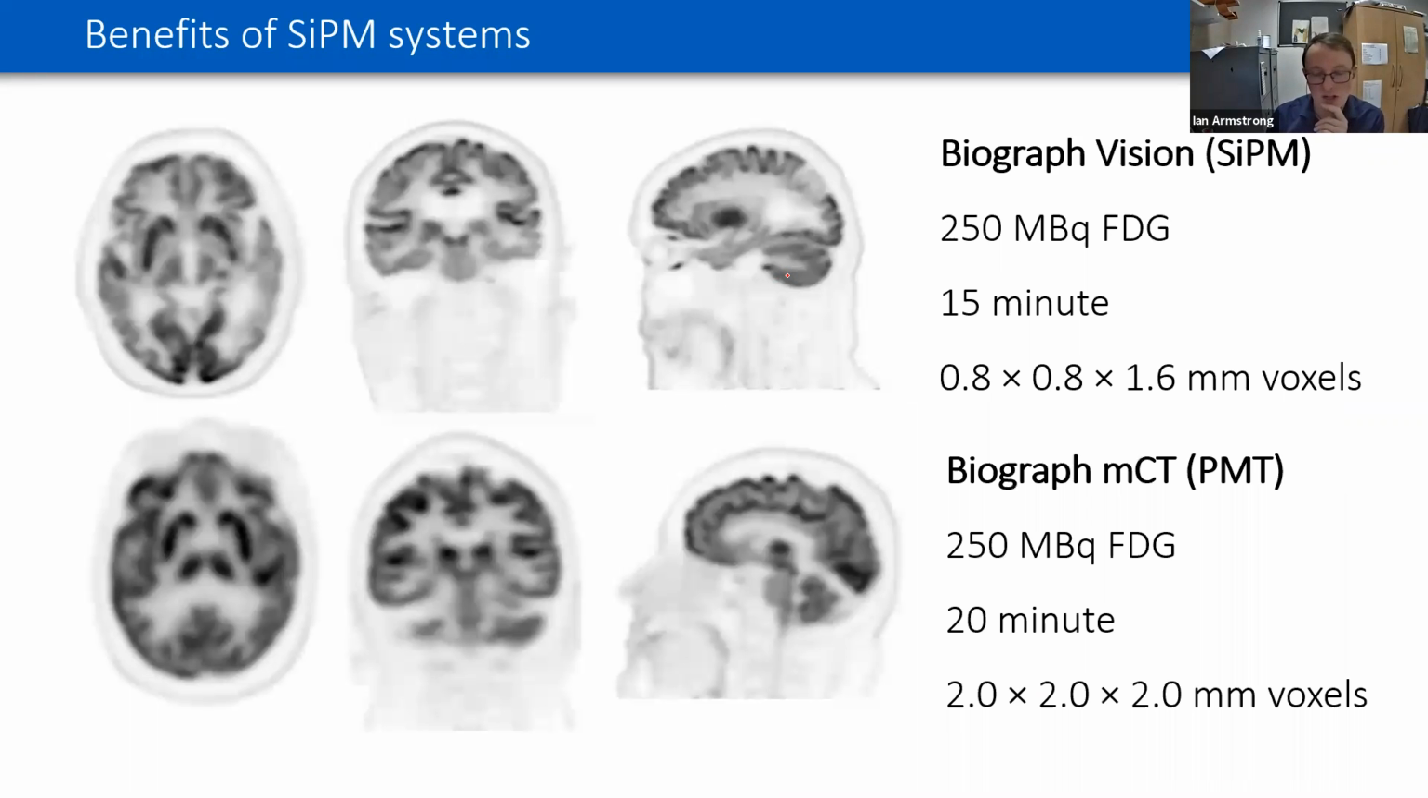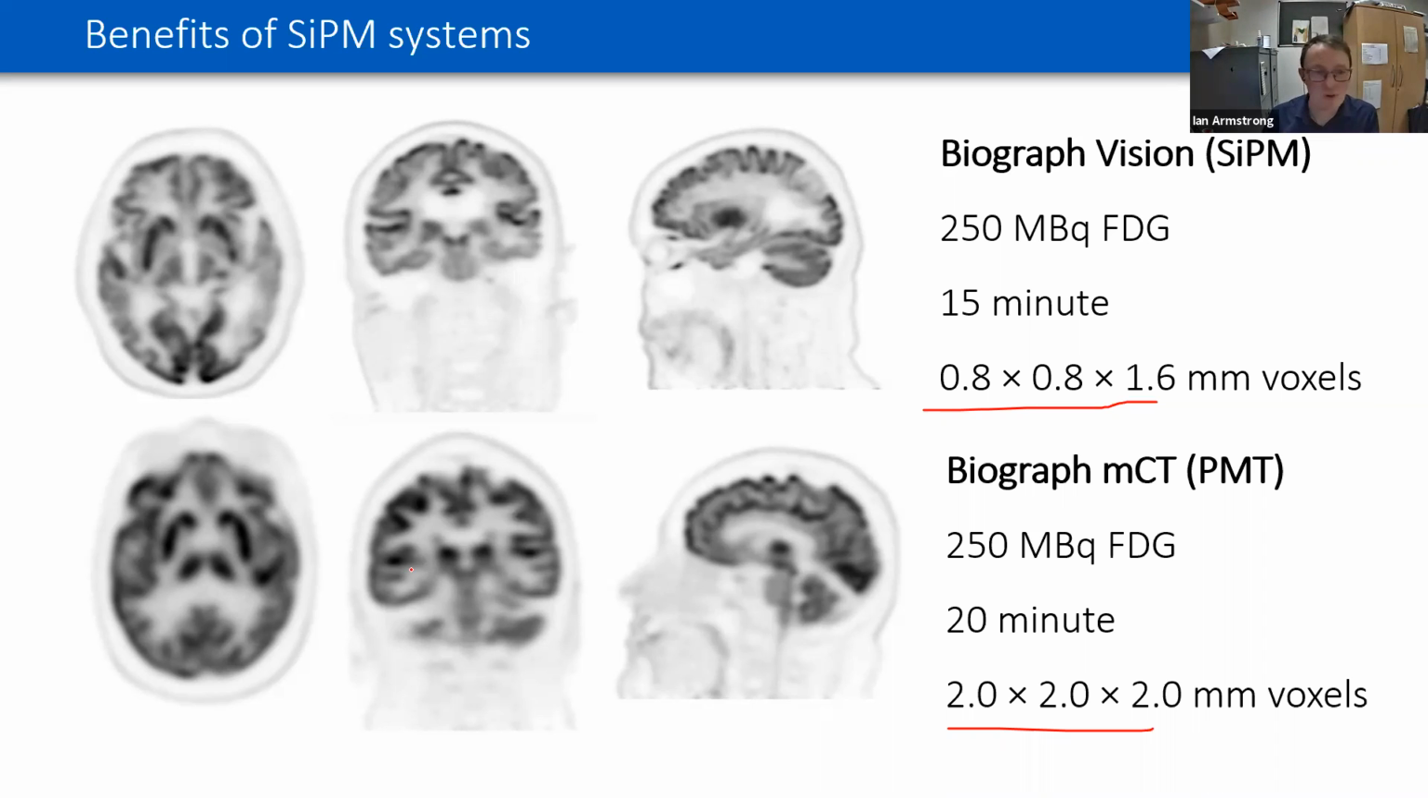Now, I know most of you in the audience are probably focused on oncology imaging, but we do quite a lot of brain scans here, and I think this is a useful slide to show. We've got a brain scan from the Vision on the top and one from the MCT on the bottom. 15-minute scan on the top, 20 on the bottom. Again, look at the voxel dimension differences. Small voxels on the MCT, but even smaller on the Vision. The thing worth pointing out is that we don't do any post-filtering on our brain images on the Vision, whereas we still put some post-filtering on the MCT images below.